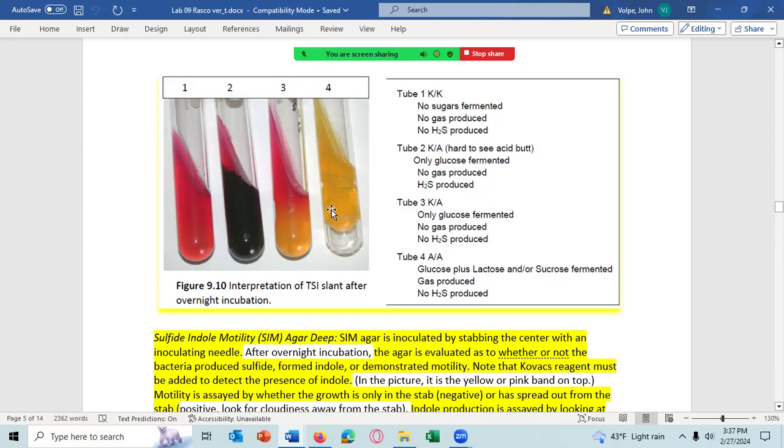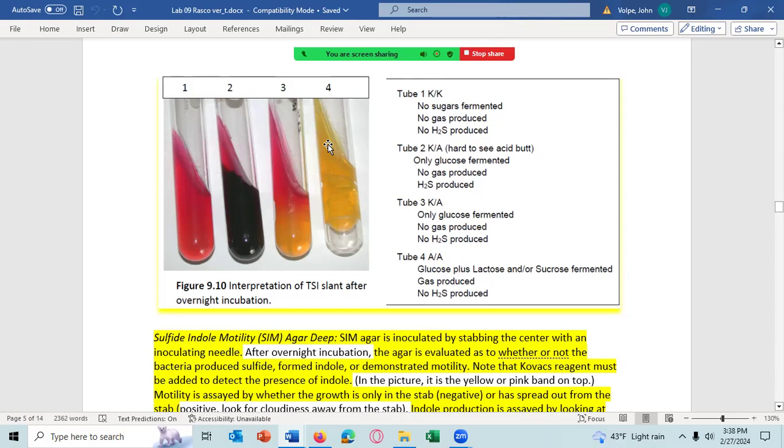And then lactose and or sucrose, at least one, maybe both, are fermented. We can't know if both are or only one of the sugars is, but because it's yellow in both places, we know that both glucose and either lactose and or sucrose are fermented. Any questions about that? How we know that glucose and at least one other sugar is fermented is because the slant remains yellow.